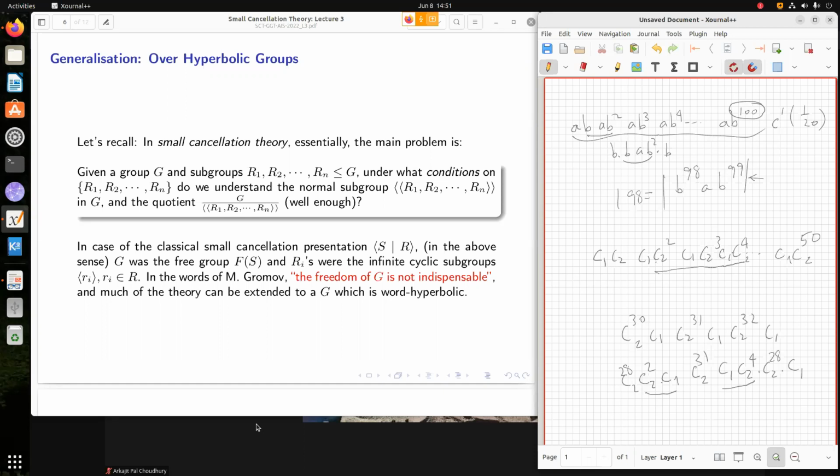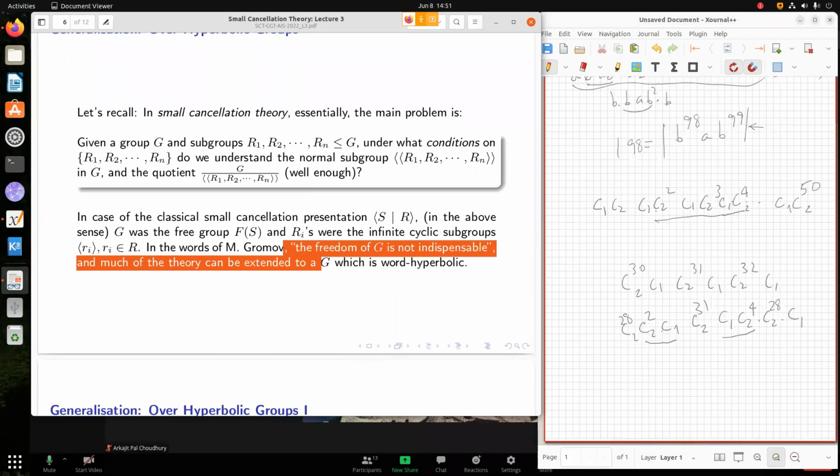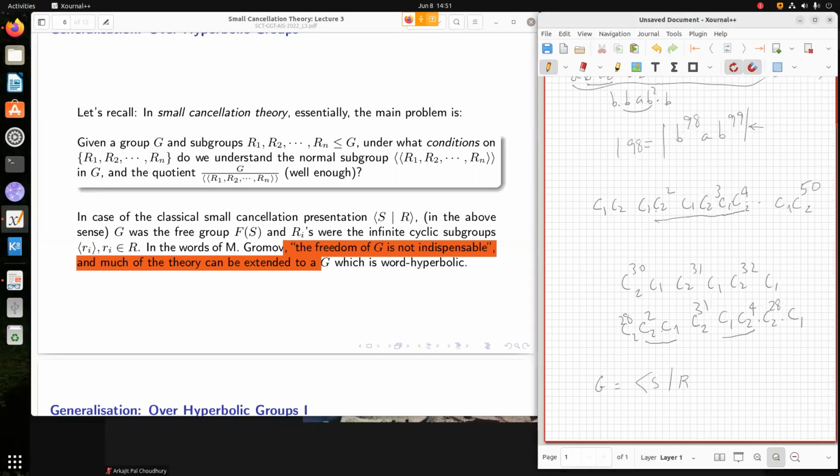We can quote Gromov here. He mentioned once in one of his articles that, in the context of small cancellation theory, the freedom of G is not indispensable. What does that mean? Here, in light of this question, that given a group G and subgroups R1, R2, ..., Rn, we want to find conditions on this collection such that we know this normal subgroup well and the quotient group well. Now, in our presentation, G as ⟨S|R⟩, that is F_S modulo this, right? And when we say that this presentation satisfies C'(λ), that is essentially a property of this. And what is this? Now, if I say R is a finitely presented group.